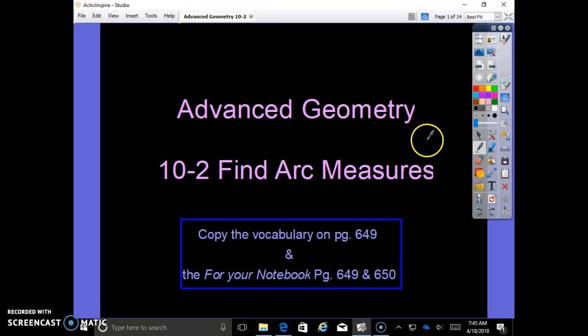Today's lesson is 10-2, Find Arc Measures. You should begin by copying the vocabulary on page 649 and the copy for your notebooks on pages 649 and 650.